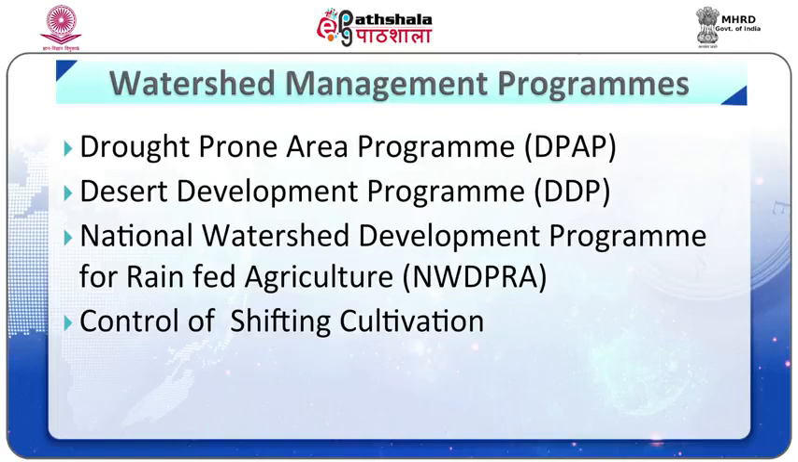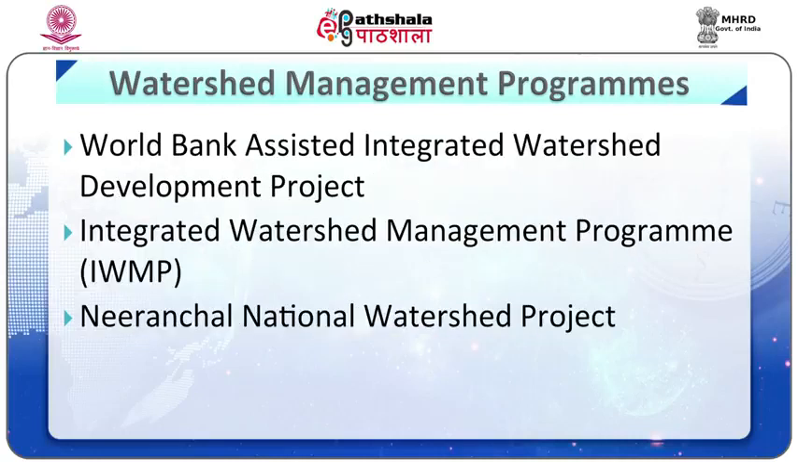The second one is Desert Development Program, DDP. Third, National Watershed Development Program for Rainfed Agriculture, NWDPRA. The fourth one is control of shifting cultivation. Fifth, World Bank assisted integrated watershed development project. The sixth one is Integrated Watershed Management Program, IWMP. And the seventh is Neeranchal National Watershed Project program.